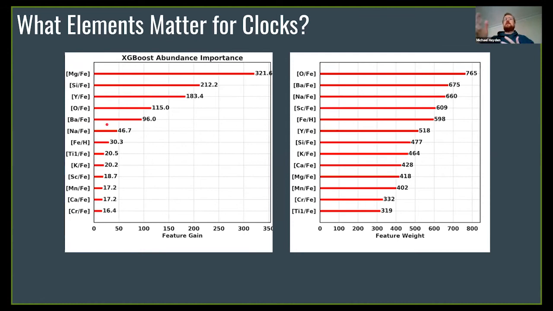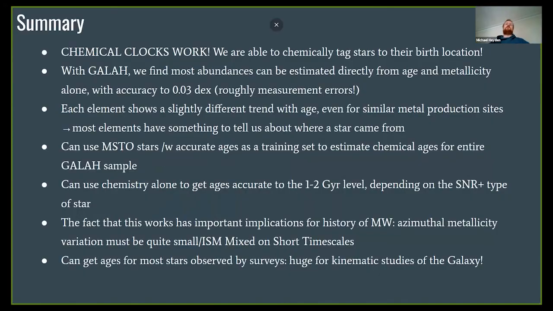Basically the take home is if you have an alpha element and you have an S process element, that's almost all you need to get a reliable age indicator. You just can't fit a simple straight line to things. You need to do something a little more sophisticated. The machine learning algorithms were actually able to learn these relations. So I'll just leave you there on my summary.